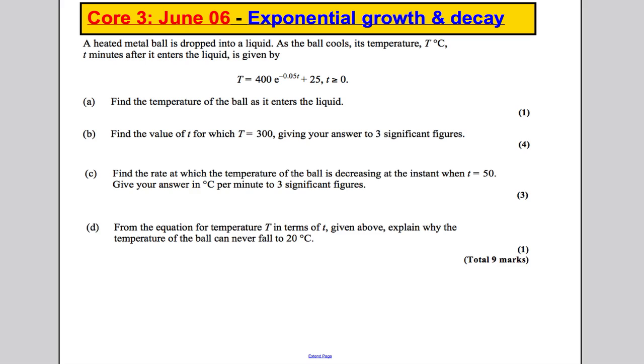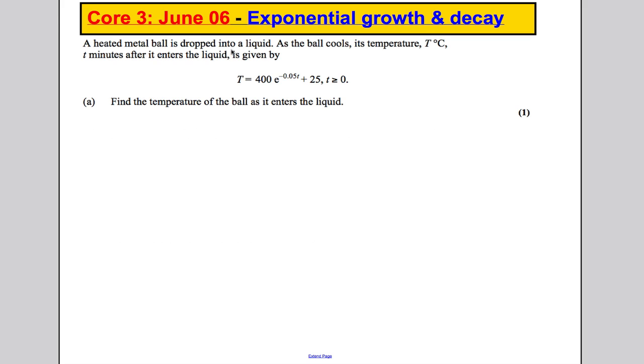Okay, let's go through this. A heated metal ball is dropped into liquid. As the ball cools, the temperature T, after little t minutes after it enters the liquid, is given by this formula. So this formula tells us what the temperature is after a certain amount of time after the ball's been dropped into the liquid. Find the temperature of the liquid as it enters the ball.